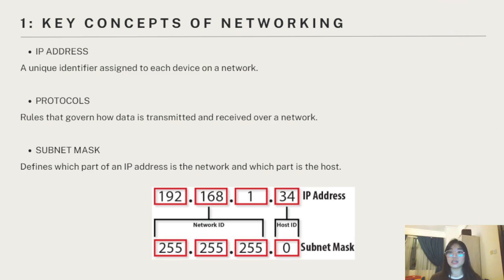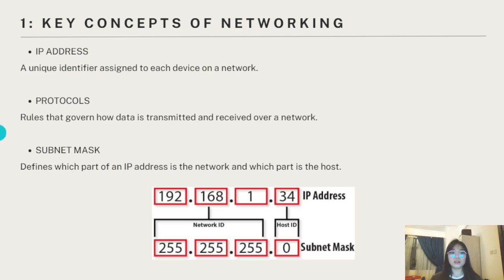So the key concepts of networking. First is the IP address. Number two is the protocols. Number three is subnet masks. So the IP address is a unique identifier assigned to each device on a network. It is a unique number assigned to every device, allowing it to be identified and communicate with other computers.